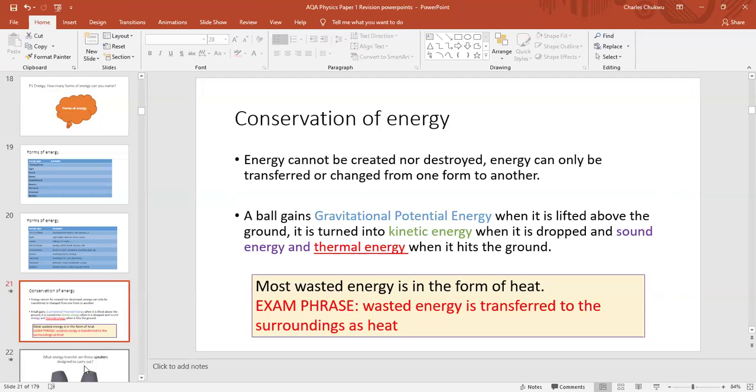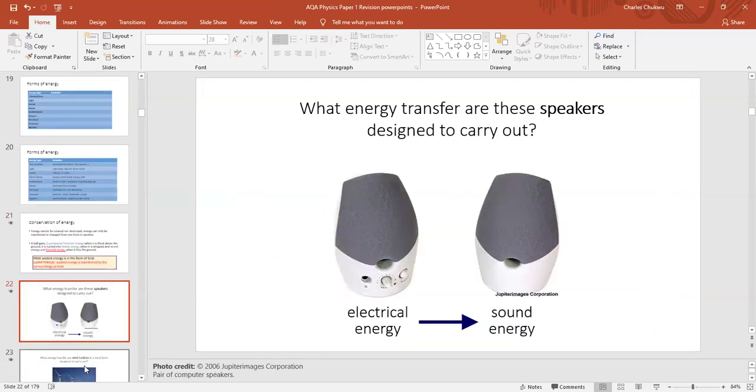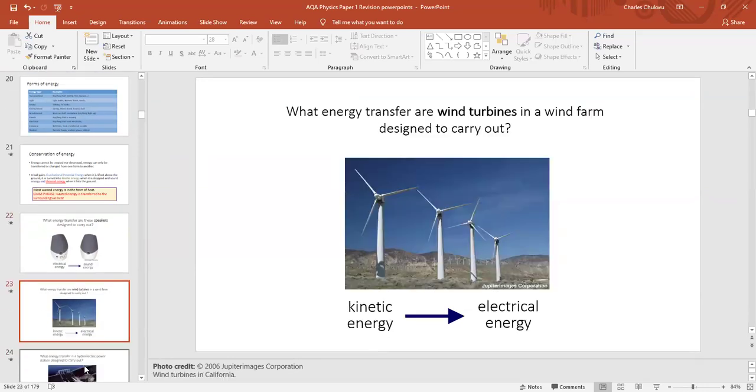All right, so these are some energy transfers that we can consider. A speaker is simply changing electrical energy to what? Sound energy. Okay, that's what a speaker is doing. Electrical energy to sound energy. Wind turbines change the kinetic energy of the turbines, the blades that are being moved by the wind, to electrical energy.